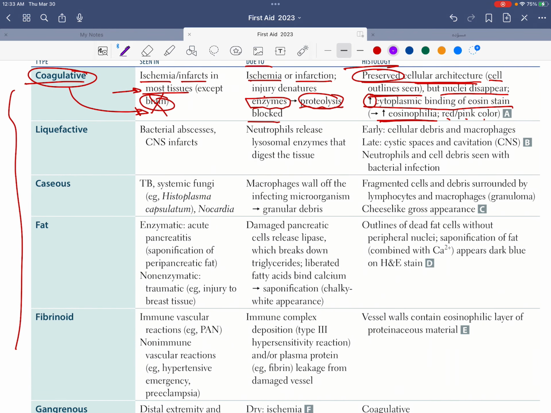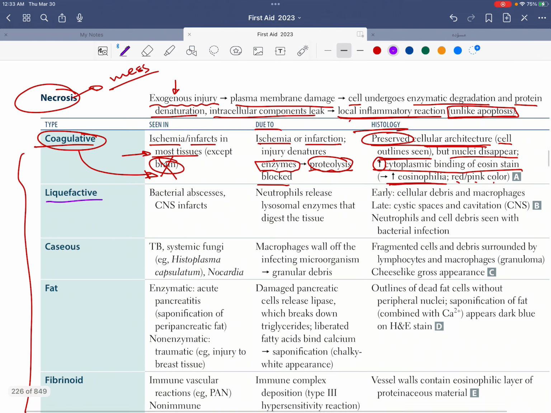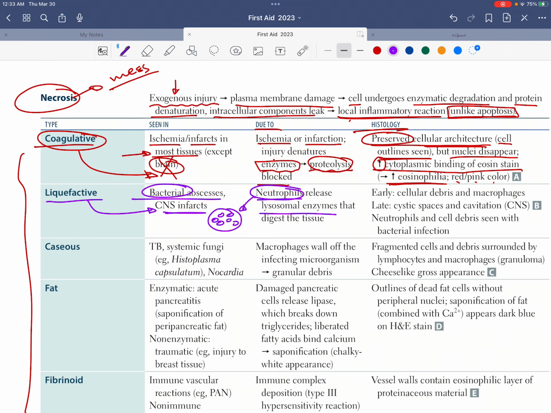The second type is liquefactive necrosis. It's seen in bacterial abscesses, like abscess due to bacteria, not viral, not helminth, just bacterial. And also we can see liquefactive necrosis in CNS infarcts, that's the central nervous system. It happens due to neutrophils releasing lysosomal enzymes. We know that neutrophils have these enzymes within, called lysosomal enzymes, that usually digest tissue when needed. But in liquefactive necrosis, they undergo this uncontrolled lysosomal enzyme digestion. So that's the liquefactive necrosis.